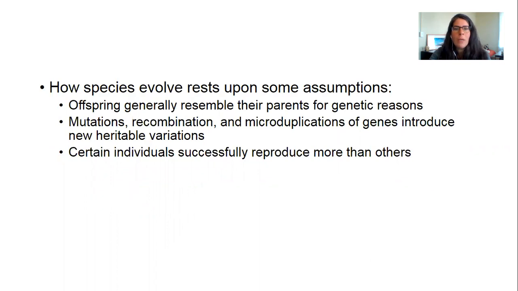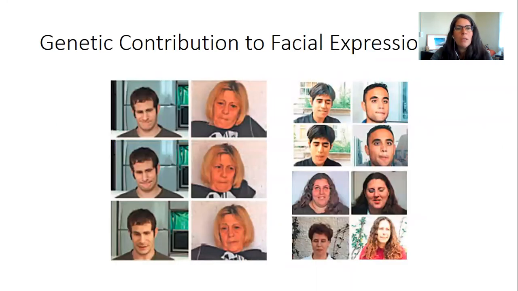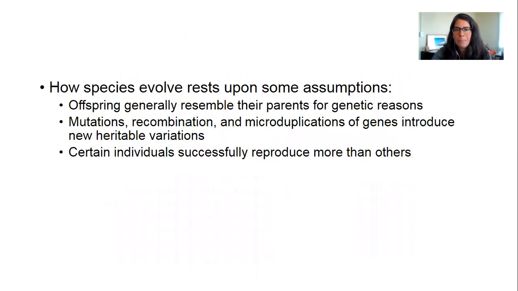So when we talk about how species evolve, it rests upon some assumptions. If you look at offspring, they generally resemble their parents in some way for genetic reasons. We can look at facial expressions, and there is a commonality in facial expressions between parent and offspring. So there must be a genetic contribution or a degree of heritability of facial expressions from parent to offspring. And this is a genetic influence.